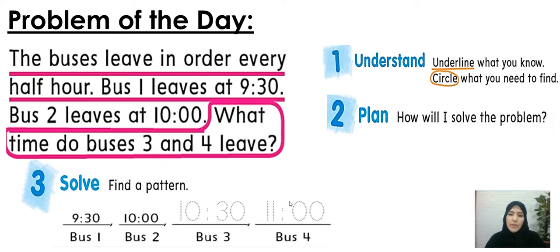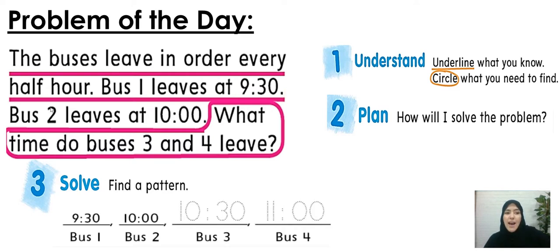Now, we need to plan. We need to see how will I solve this problem. Okay, so let's try to find the pattern now. We have that the buses leave in order every half hour. So, okay, we know that we have to count every half hour. That will be my pattern. We start by counting that bus number 1 leaves at 9:30. We have it right here. Bus number 1 leaves at 9:30. We also know that bus number 2 leaves at 10. So we know that. Now, let's find a pattern.